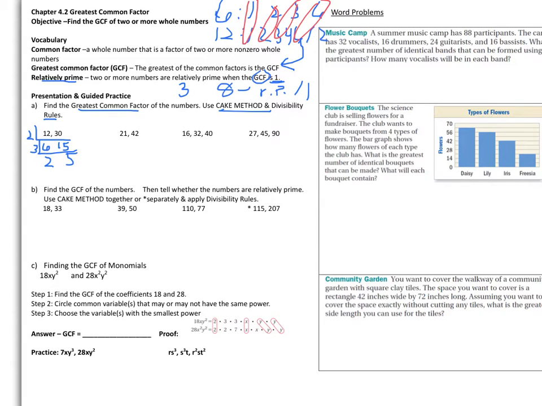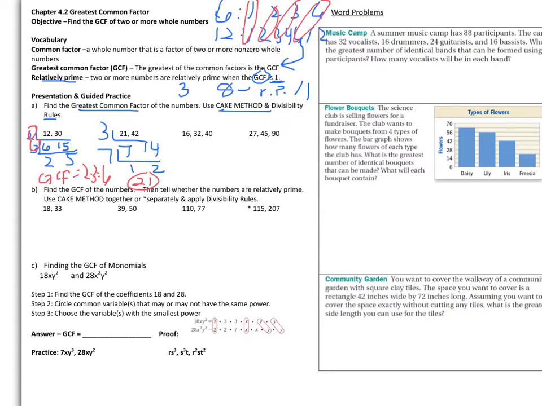So we can't go any more. So the greatest common factor will be 2 times 3, which is 6. And for 21 and 42, we would use 3 first because that's the lowest common prime factor between 21 and 42. And moving down, we have 7 and 14. And then our greatest common factor will be 21.